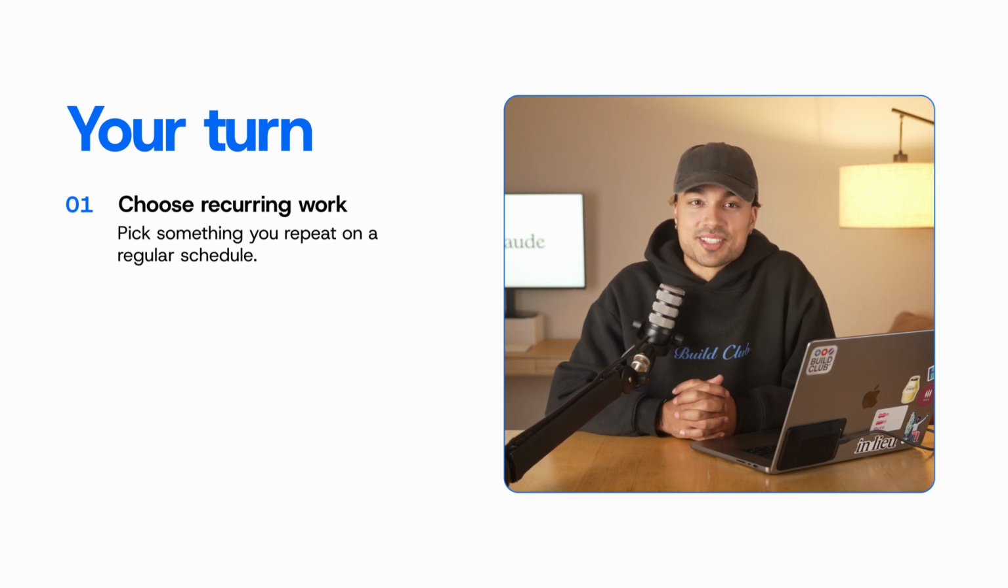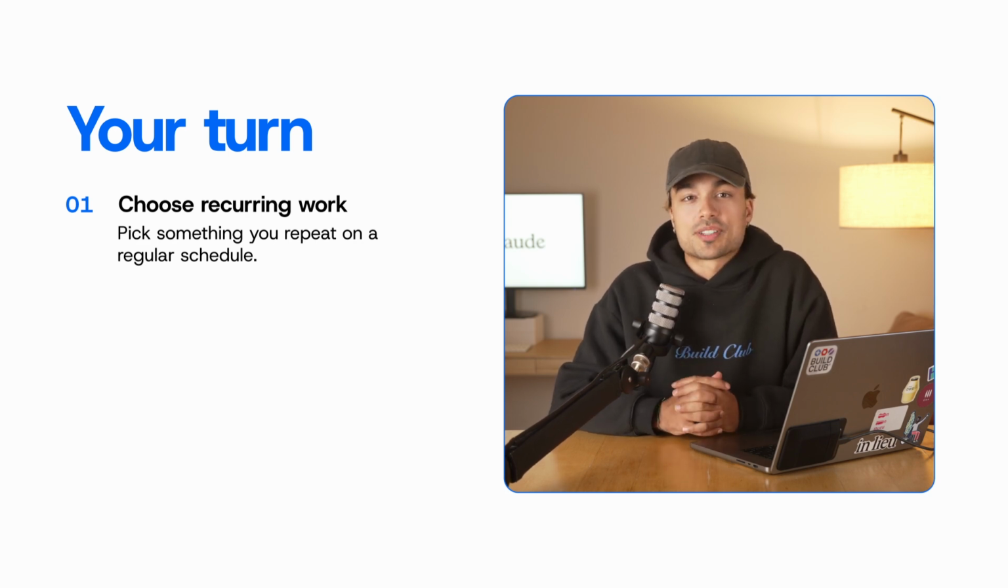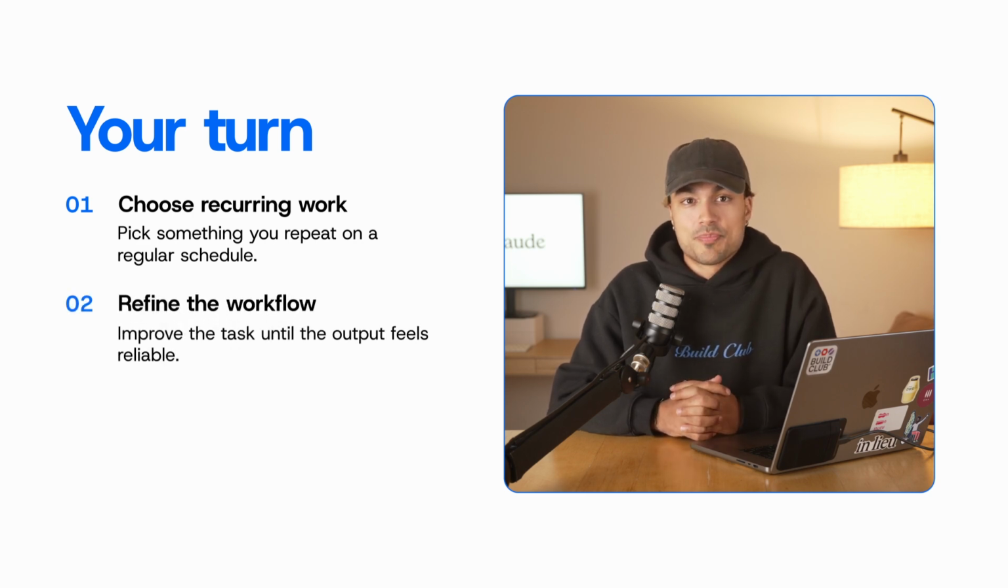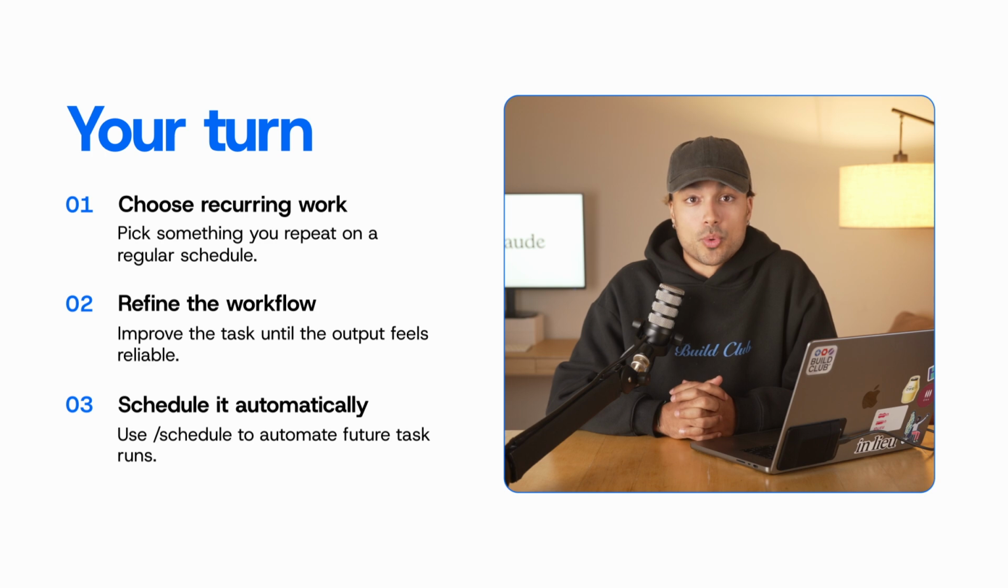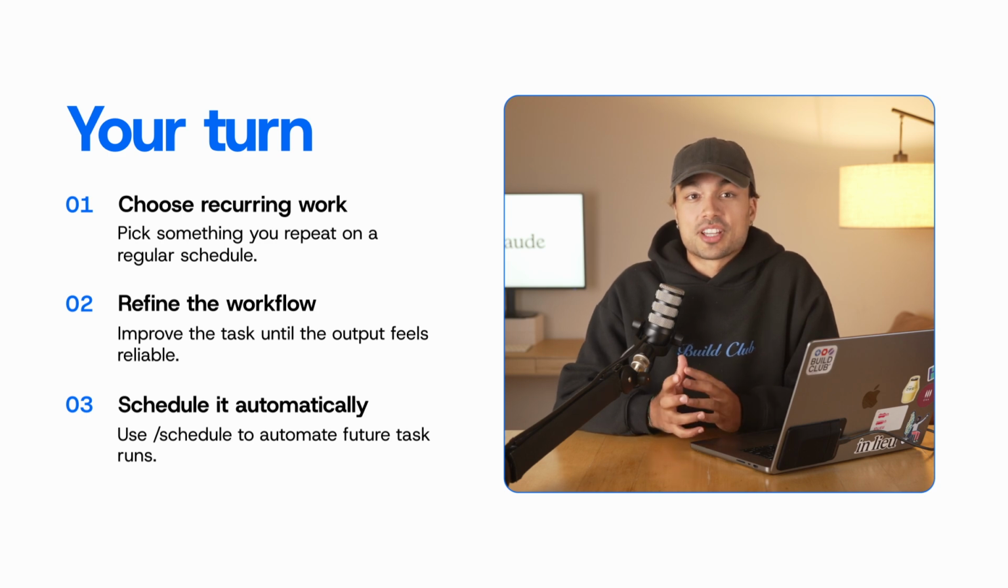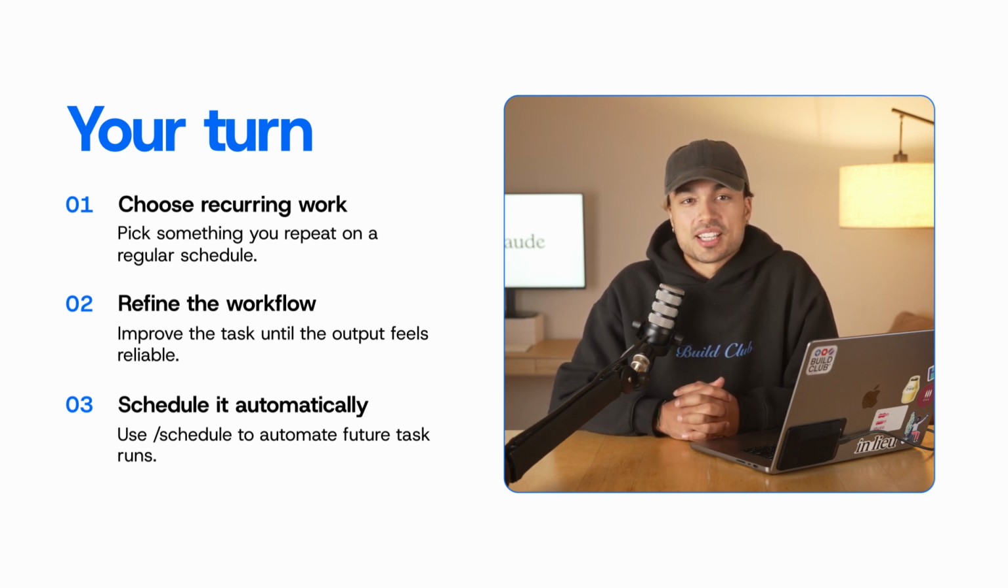Now it's your turn. Think about something you do on a regular cadence. If it's something simple, try starting a new task, typing /schedule, and setting it up from there. If it's a more involved workflow, run the full task in a project first. Refine it until you're happy with the output, and then type /schedule to automate it. Or you could go into an existing Cowork conversation that you want to run regularly, and then type /schedule in there to turn it into a scheduled task.